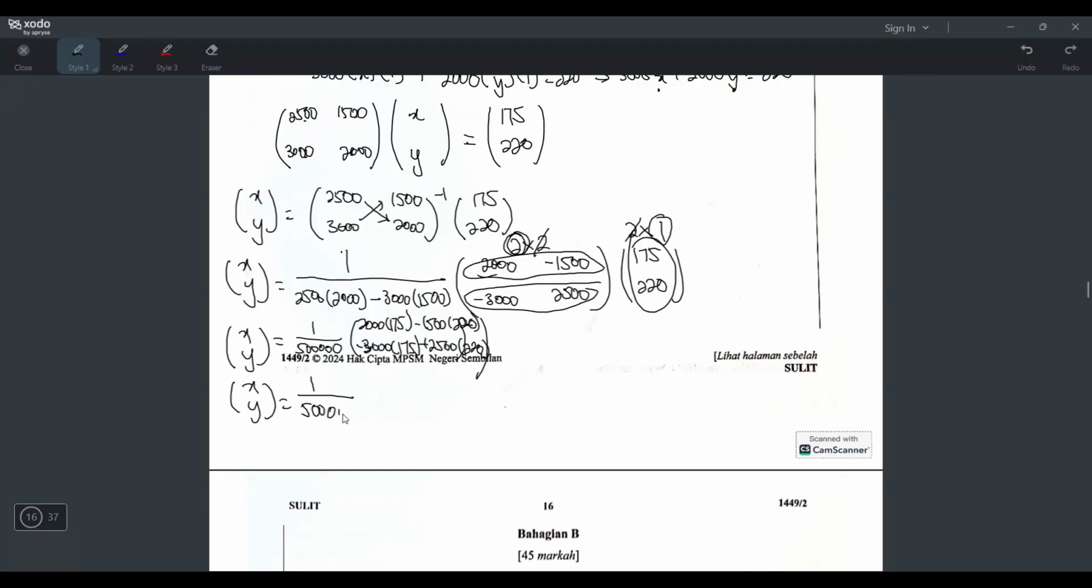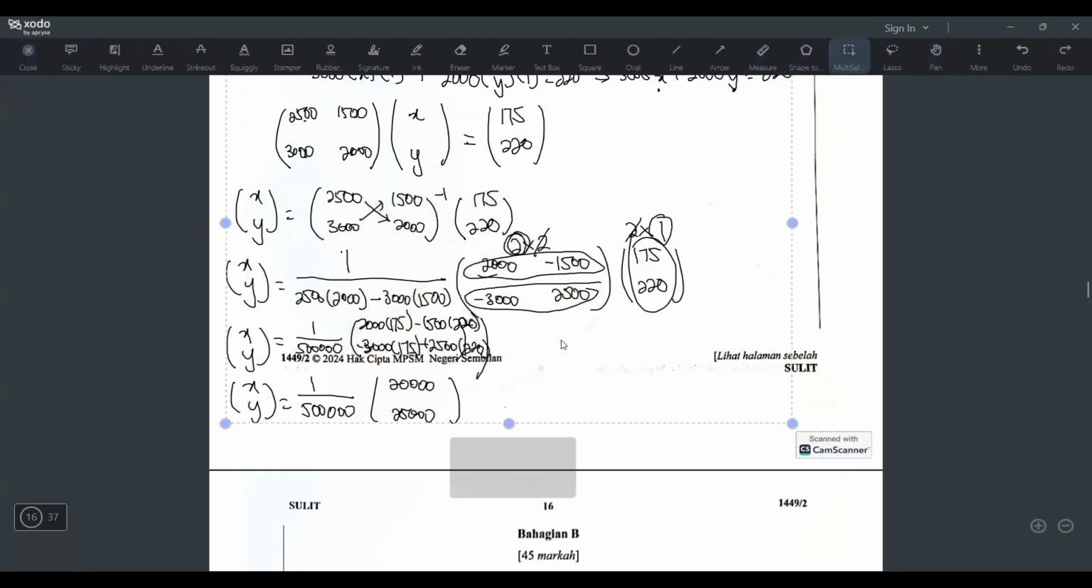So now we just press all this, and then we will get our answer. The 500,000, I write it down first, and now I have to press all this in my calculator. Let me press 2000 times 175 minus 1500 times 220. My calculator gives me 20,000. So just write 20,000, and then the one down here, let's press negative 3000 times 175 plus 2500 times 220. My calculator gives me 25,000. So just write 25,000. Okay, I don't have enough space, let me make this smaller.